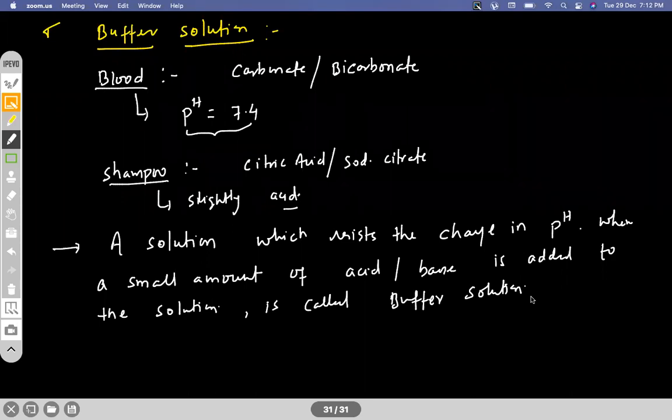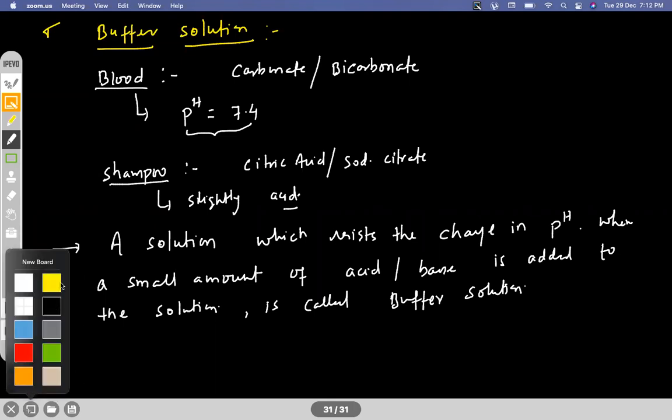Fine. This is the definition of a buffer solution. Two examples I have given, you can write them down. Now, there are three types of buffer solution. Mainly we have two, but there are three types. Heading, write down.